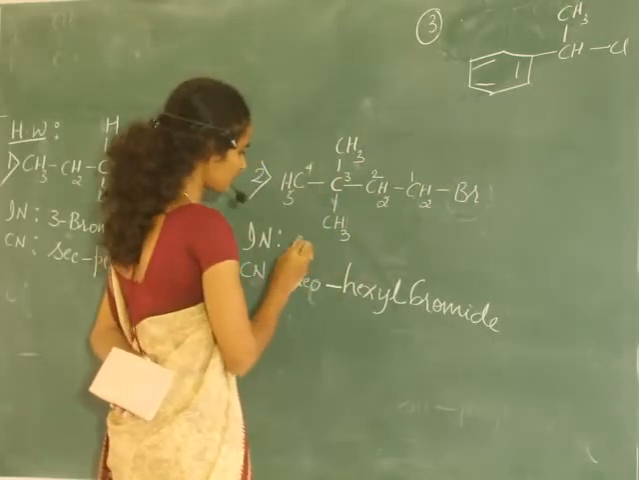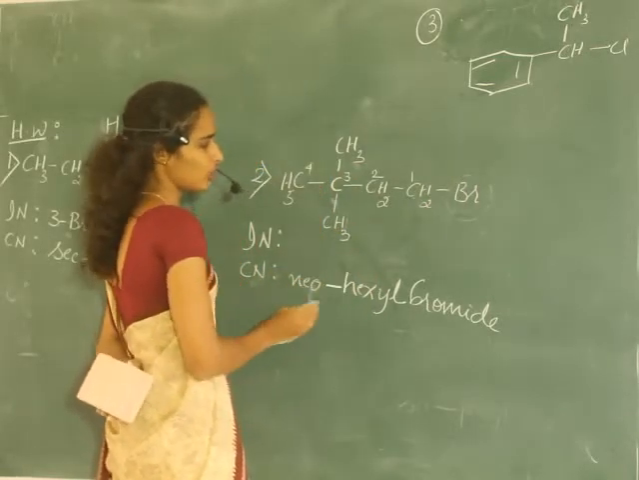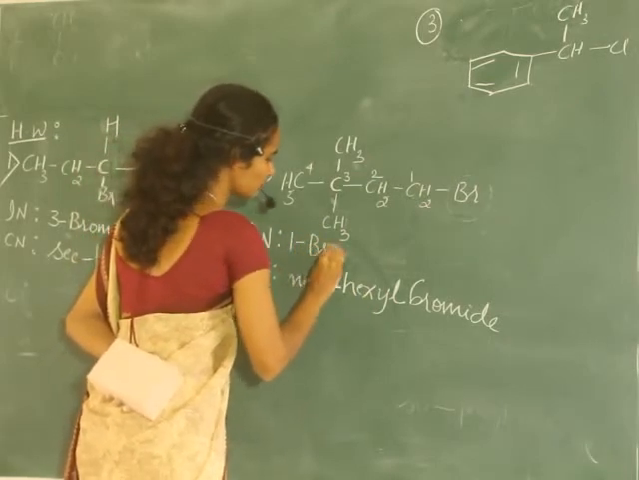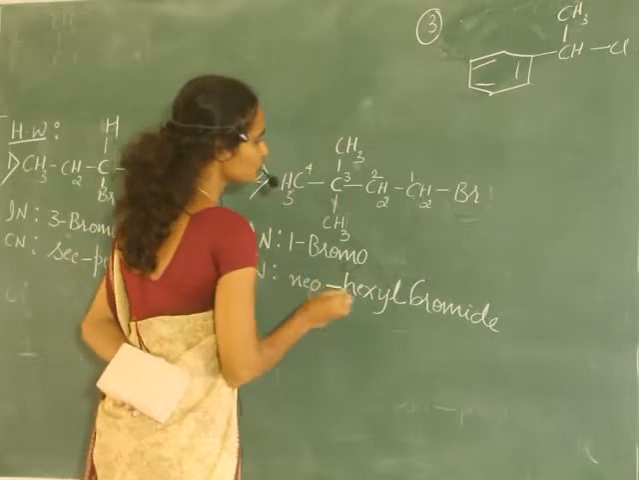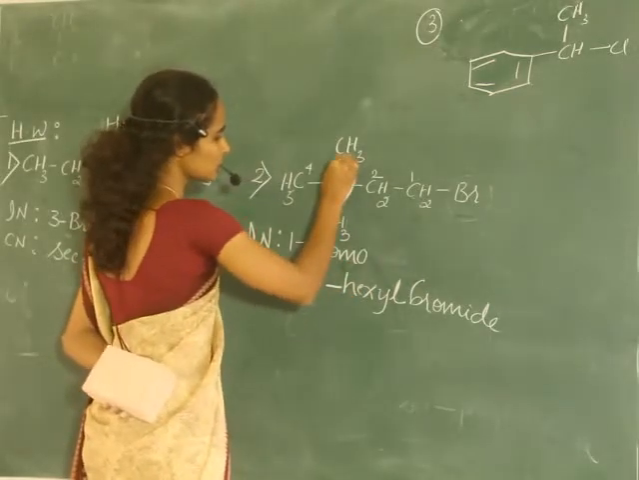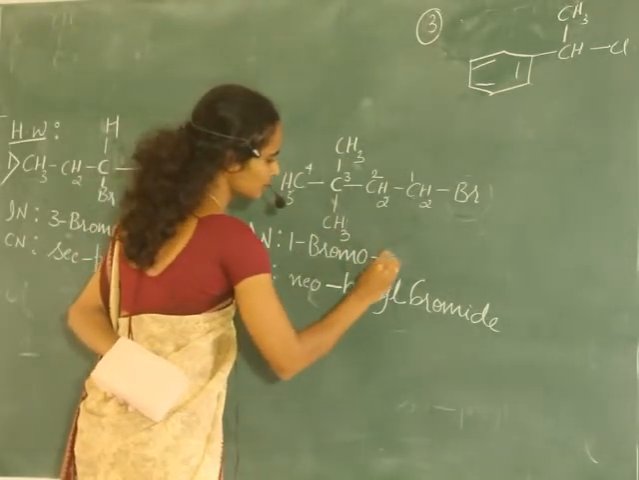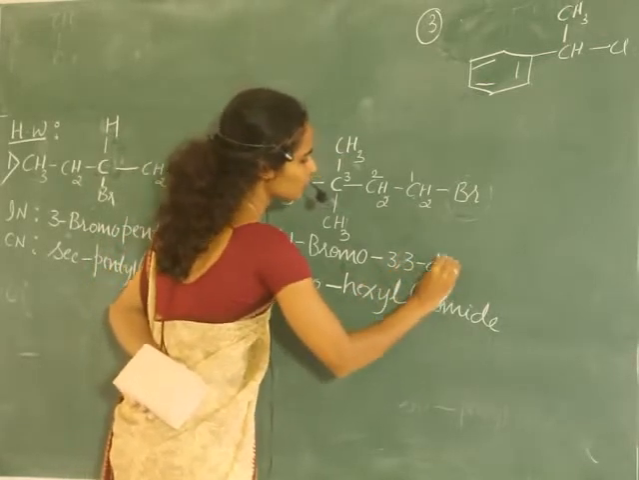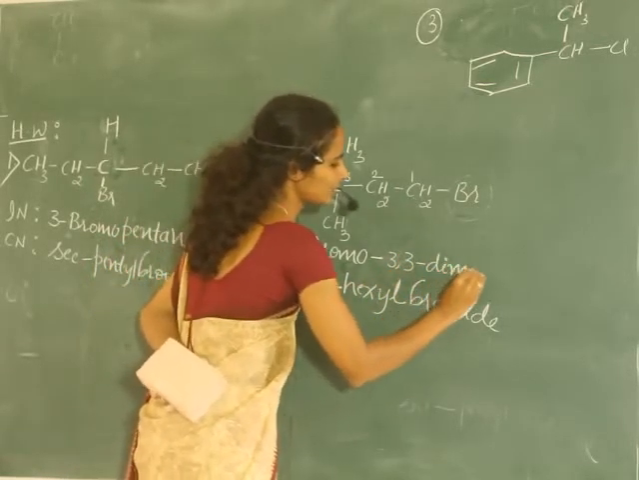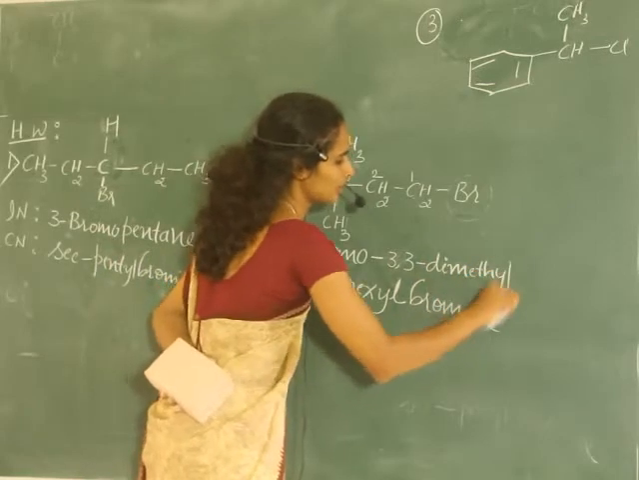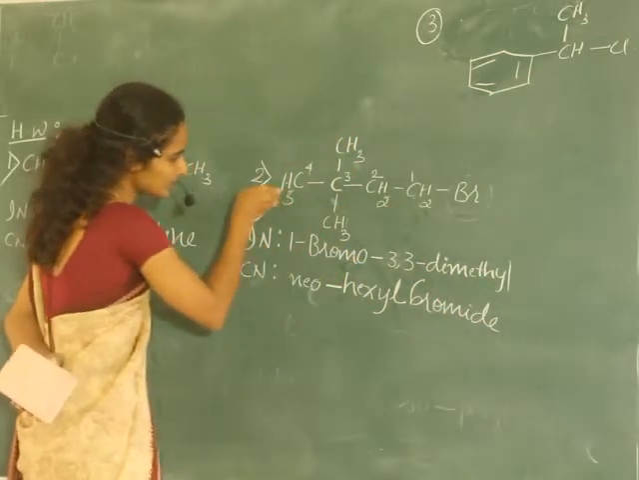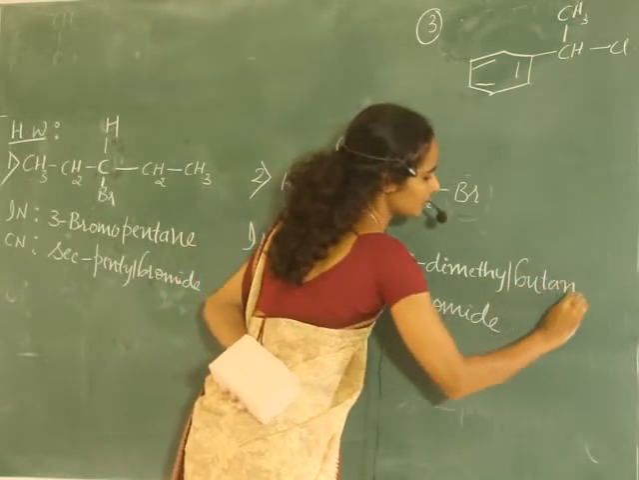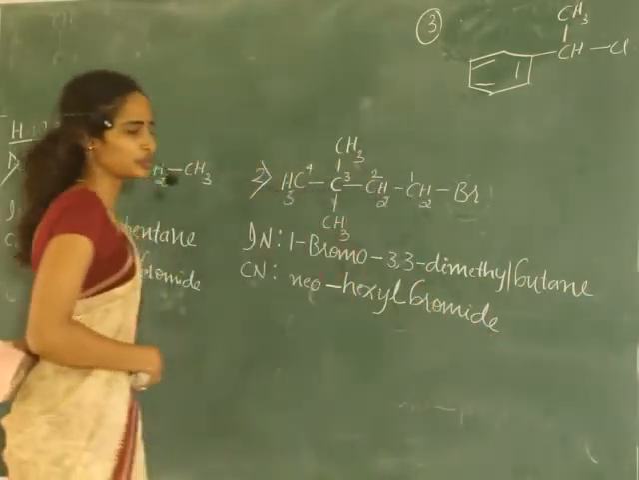Now, the name of this compound is in alphabetical order. First bromo comes. 1-bromo. At the third position, 2 methyl groups are there. That is 3, 3. How many methyl groups are there? 2. Dimethyl. The straight chain is butane, right? Dimethylbutane. Hope it is clear for you.